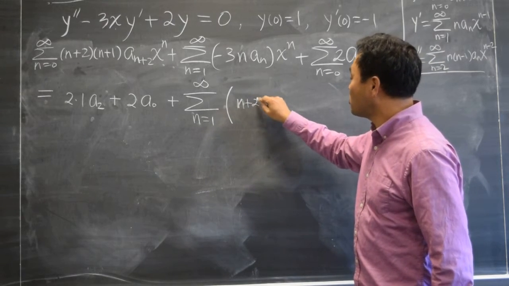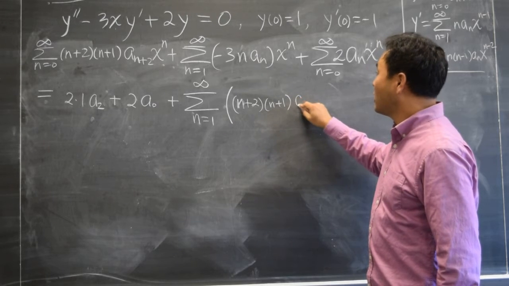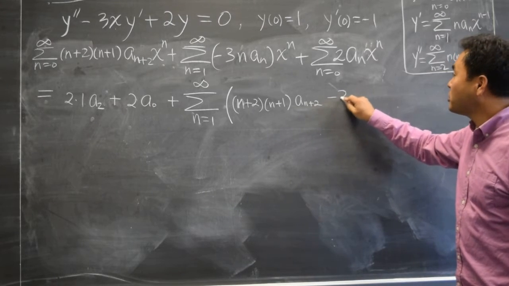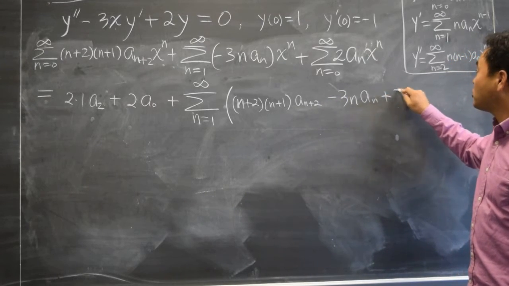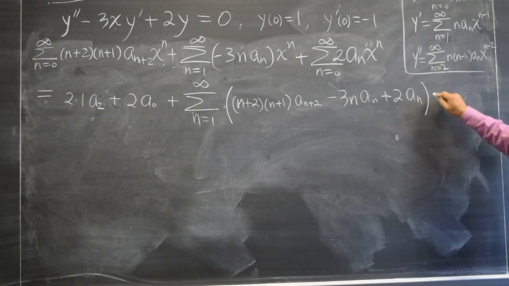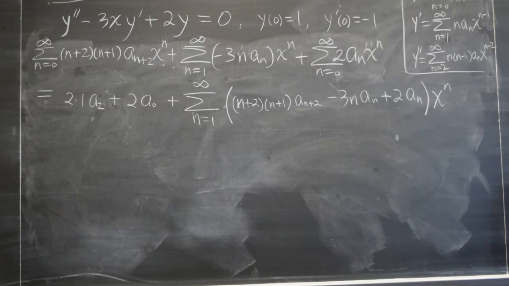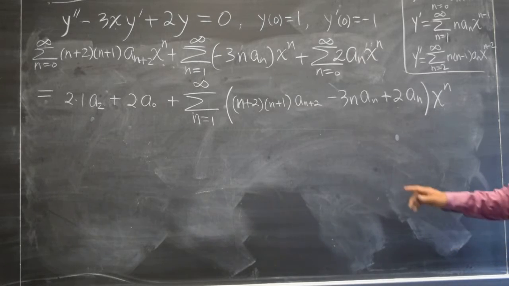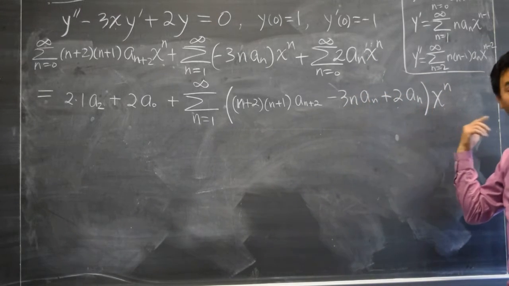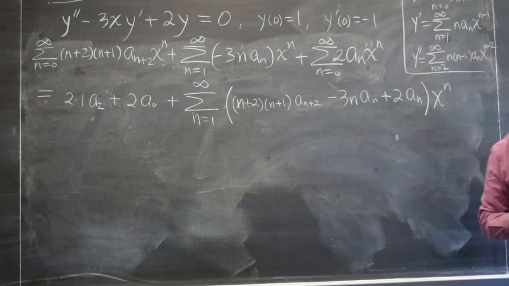We have (n plus 2)(n plus 1) a sub n plus 2, and then minus 3n a sub n plus 2 a sub n, and then times x to the nth power. That's what it's going to be, right? So if I just put this together, while factoring the x to the nth power out, this is all you're going to get. Is that right? Mm-hmm. Okay. Where do the first two things come from? Oh, those are the terms that are produced when n is equal to 0.